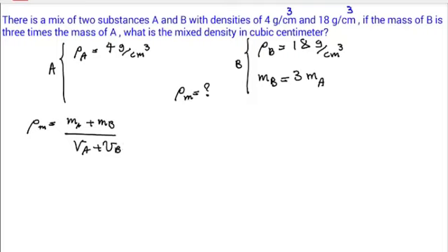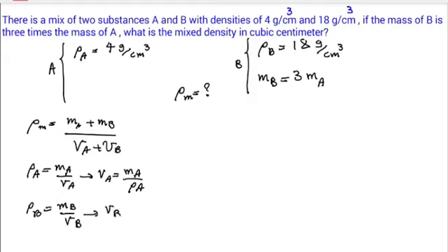But pay attention that in this equation we don't have volumes. We don't have the volume of A and volume of B. What should we do? We can write volume of A in terms of density and mass of fluid A. So if you write the density equation, rho of A is equal to M of A over V of A, we can find V of A, which is equal to M of A over rho of A. We can do the same for V of B too. Rho of B is equal to M of B over V of B. So V of B is equal to M of B over rho of B.